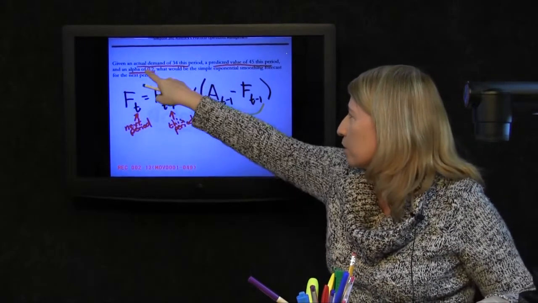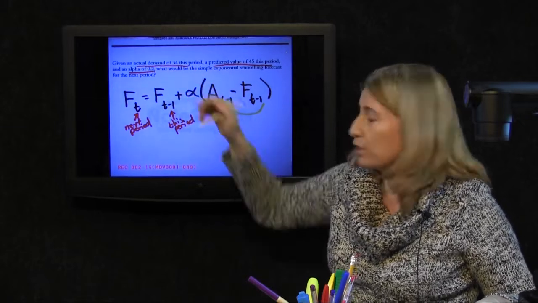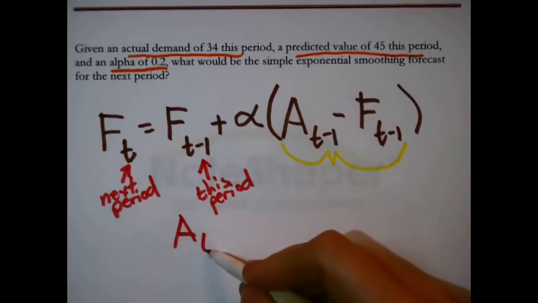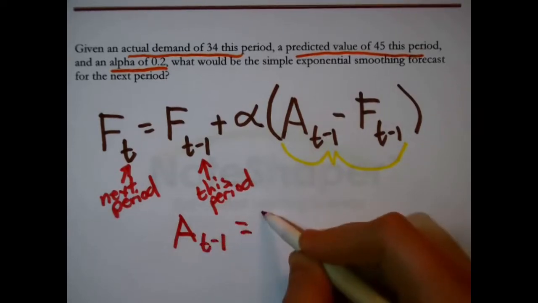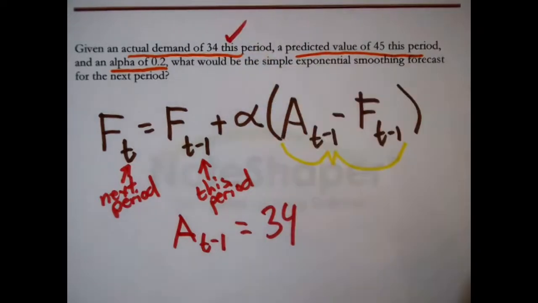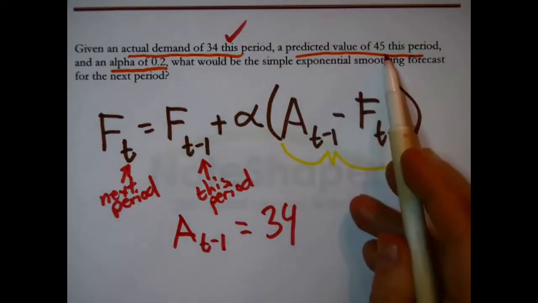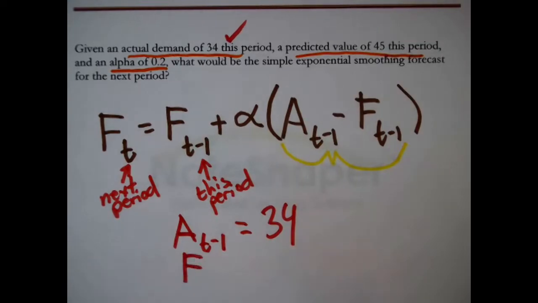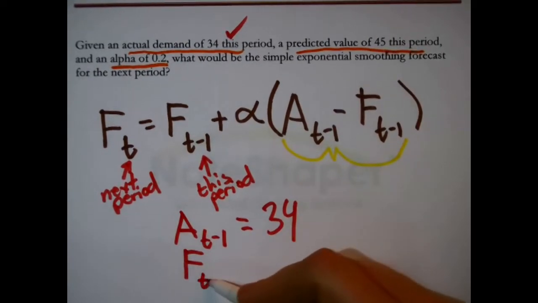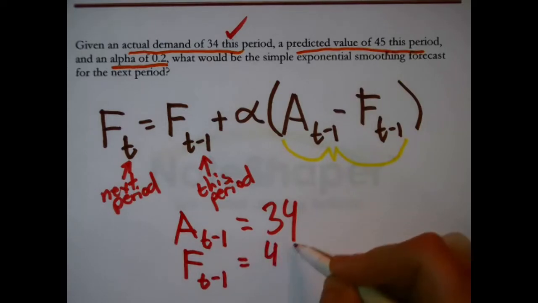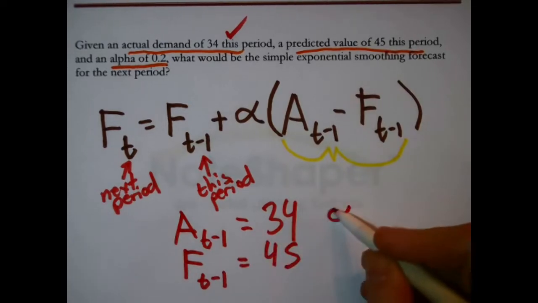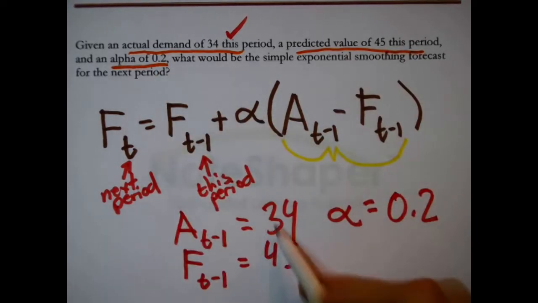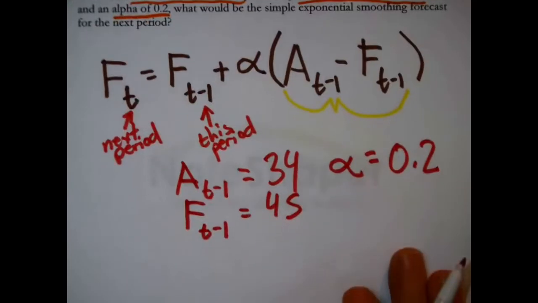Because now I want to start actually collecting some of this. Actual demand, that's capital A. This period, t minus 1, equals 34. There. That's that part. Predicted value of 45 this period. Predicted value is just another way of saying forecast. Forecast this period, 45. And alpha, well, we were just told, of 0.2. Oh, I think we have everything now we need to fill in that formula, right?